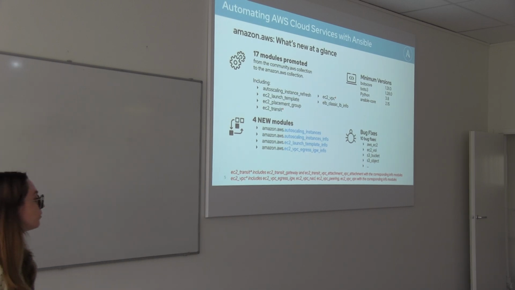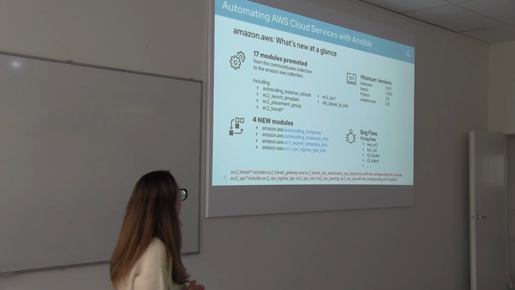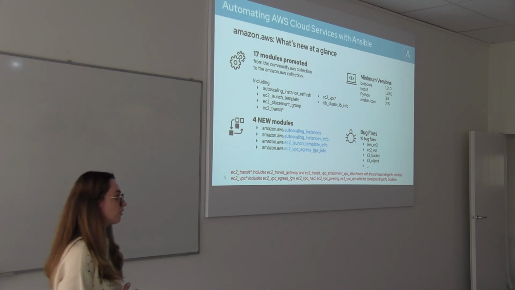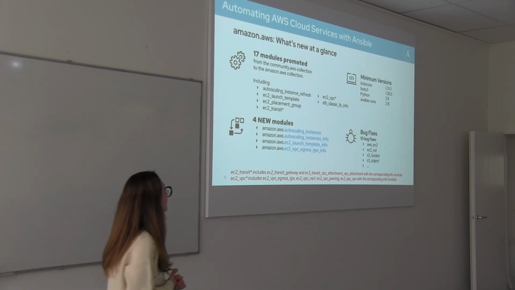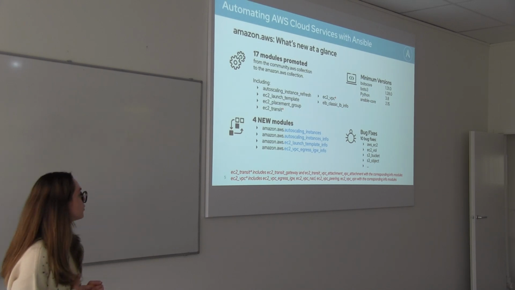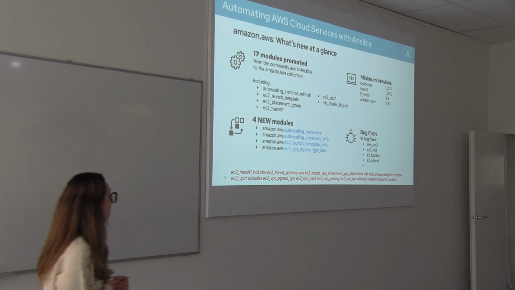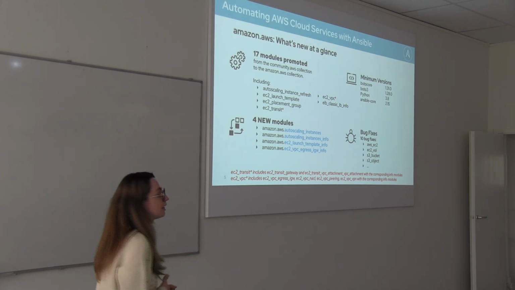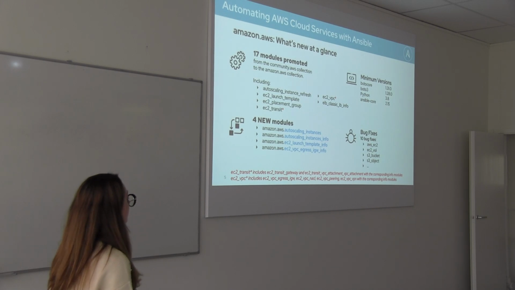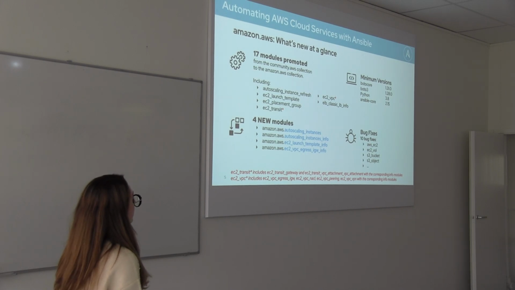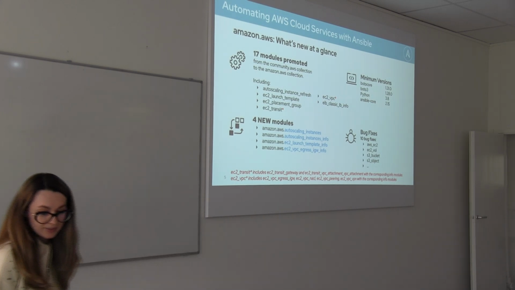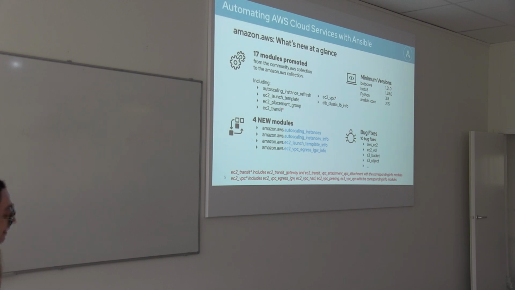However, modules in the collection will continue to work with older versions of the AWS software development kit, but compatibility is not ensured and tested. The Amazon.aws collection requires Python 3.8 and also Ansible core 2.16. Lower versions of Ansible core are not supported. So that's what's new at a glance.